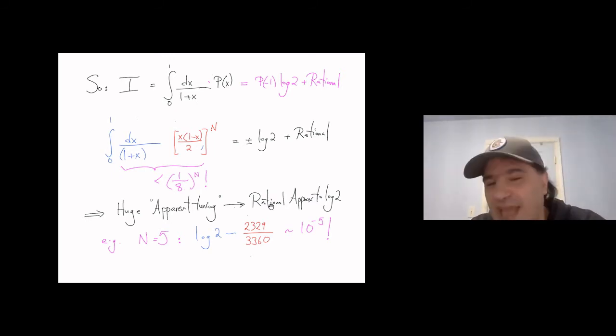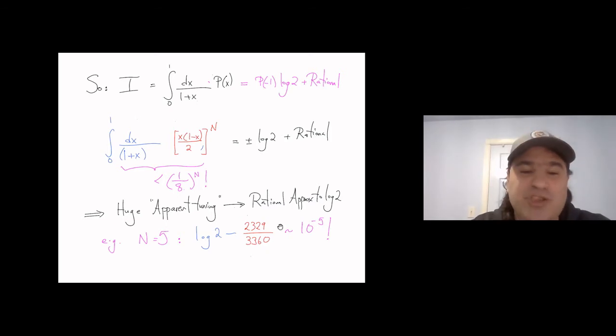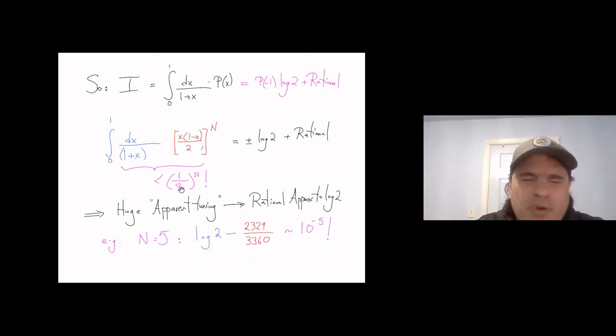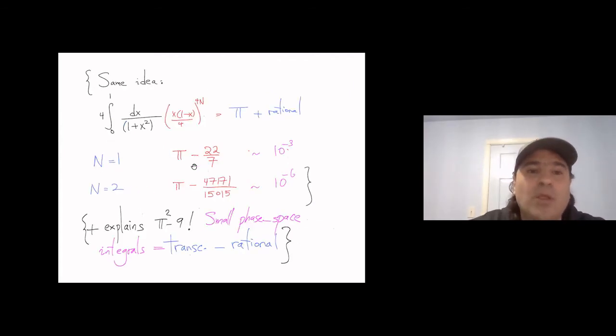Tuning here gives us outstanding rational approximations to log 2. For instance, if you take n equals 5, then you get log 2 minus 2329 over 3360, which is around 10 to the minus 5. If someone handed you this, you'd say, wow, what a coincidence that there's a huge cancellation between these two terms, but there's an obvious origin for that coincidence in the original integral representation.